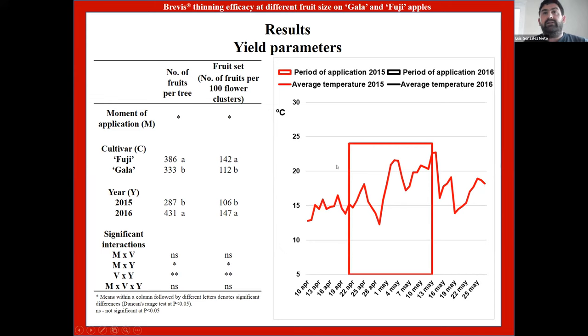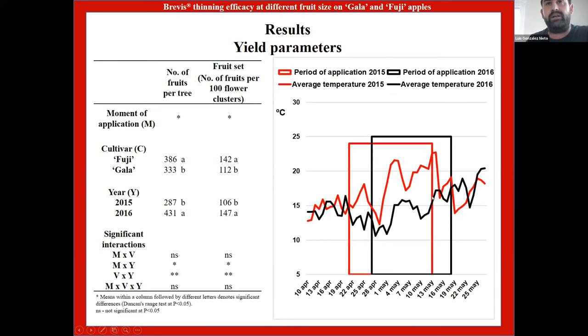This difference is because this product can be influenced by temperatures. This is in Celsius, I'm sorry for not changing this scale, but the box is the period of spray between 6 and 20 millimeters. And this line is the average of temperatures in 2015. When we compare the temperatures with 2016, you can see the temperatures were always lower in 2016. For this reason, the efficiency of Metamitron was lower this year in comparison to 2015.